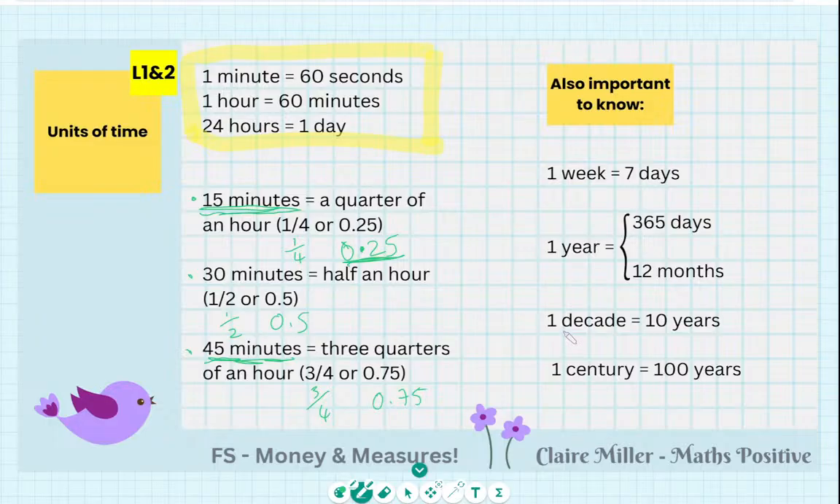And a decade, so dec means 10. So a decade is 10 years, and a century, we've talked already about cent when it comes to things like centimeters, the centi prefix. A century is 100 years. Okay, so these would be really, really good to learn. Any of these that you don't already know, just make sure that you feel confident with them.